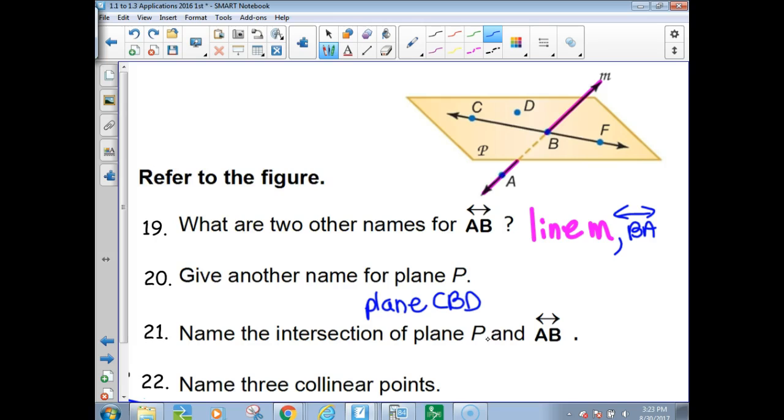Name the intersection of plane P and line AB. Now line AB is line M. It goes through the plane and whacks it at point B. And name three collinear points. They have to be on one straight line. That would be C, B, and F. Okay, these kinds of questions will be on the quiz.